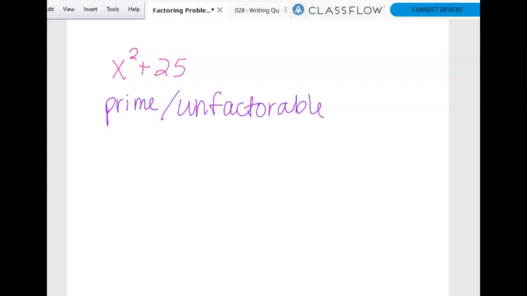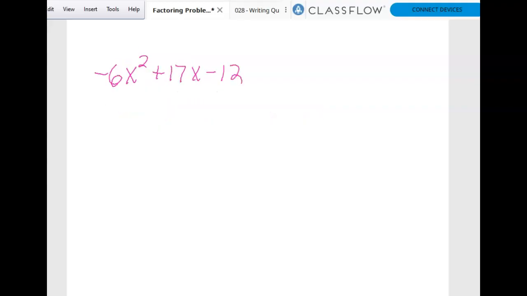So somebody help me. Why is this not factorable? So if it's a plus in the middle, how are you going to factor it? But the other one had how many terms? 3. How many does this have? Okay, how about this one?